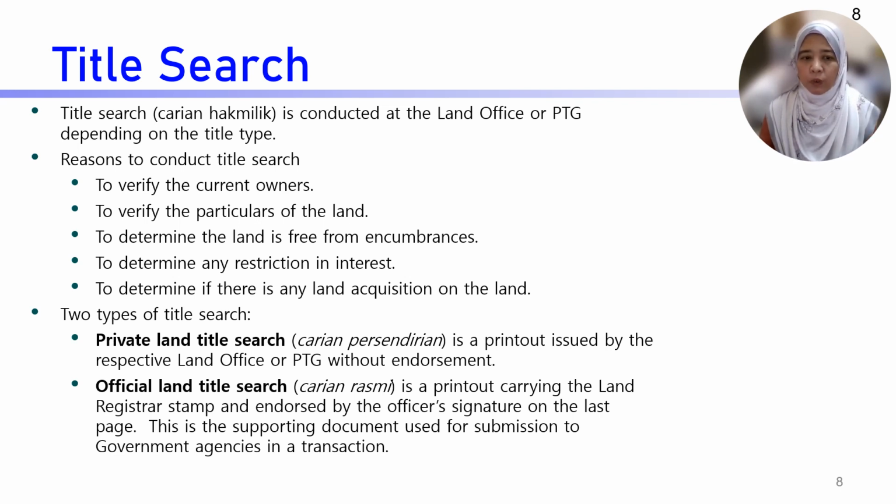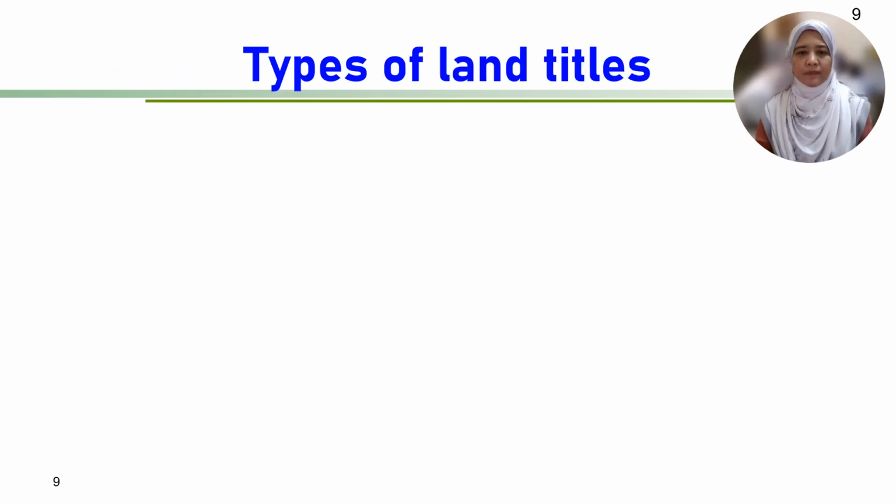So instead of doing a carian persendirian, which is a mere printout without any endorsement from the registrar, kita jalankan carian rasmi. Normally, okay, carian rasmi is much more expensive to do compared to carian persendirian. So in most states in Malaysia, the carian persendirian nowadays is about RM30, but carian rasmi can cost about RM100 due to its value lah, sebab dia ada endorsement tersebut.